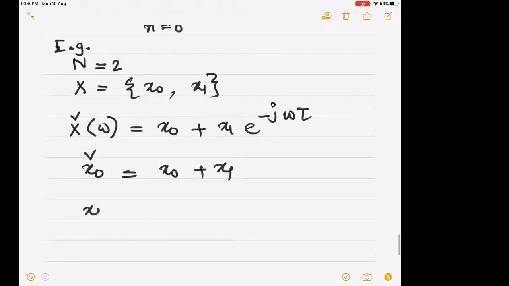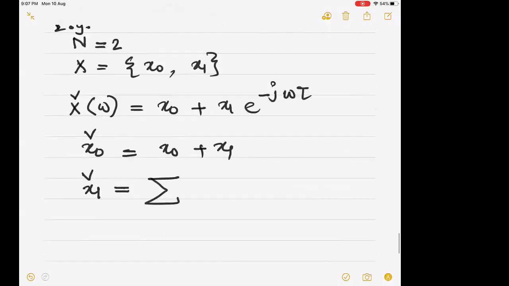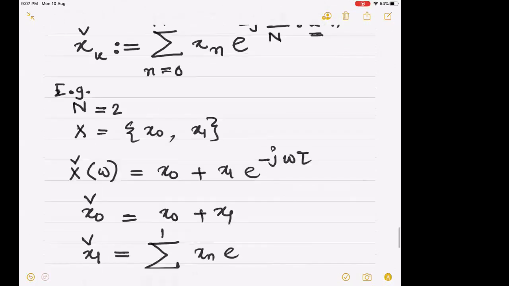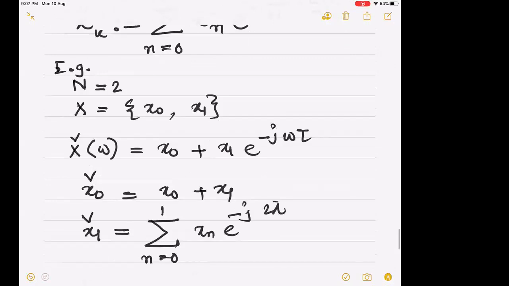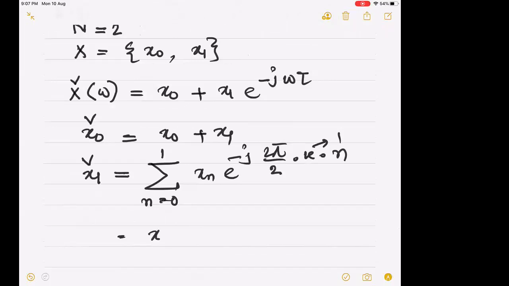And of course, x1 check will then be, let me write down the formula once again. The sum from n equal to 0 to 1 of xn e to the power minus j 2 pi by capital N, in this case 2, k into n, k in this case is equal to 1. So this is nothing but x0 plus x1 e to the power minus j, this cancels out, j pi, k is 1 and n is also 1, e to the power minus j pi.